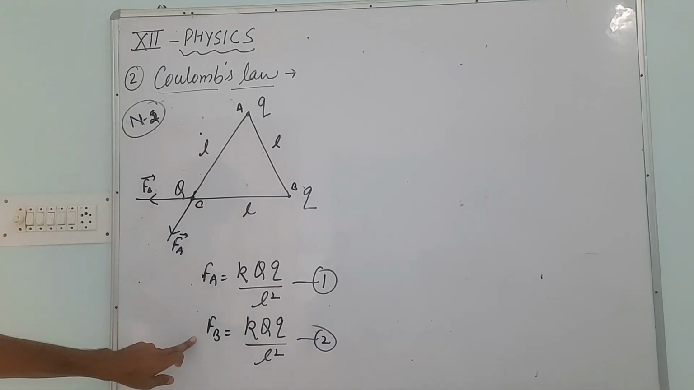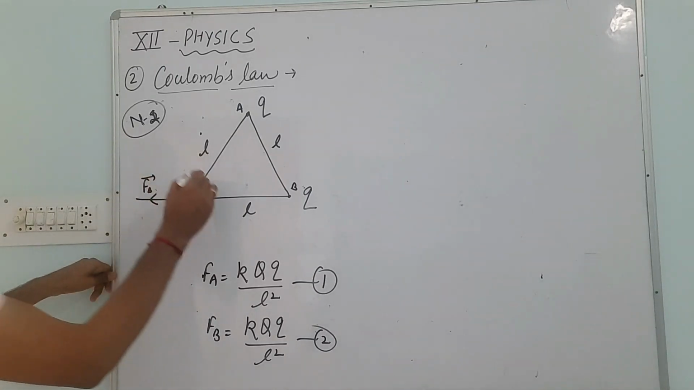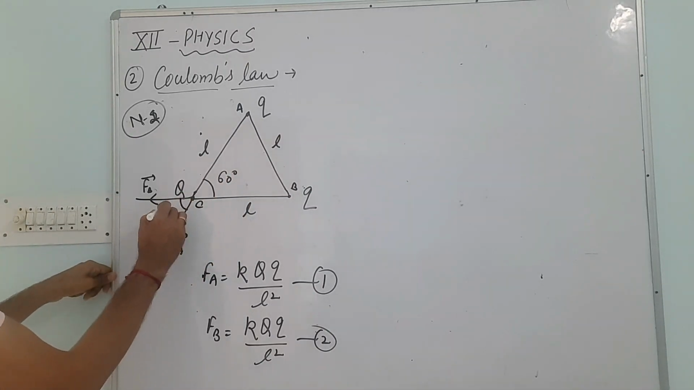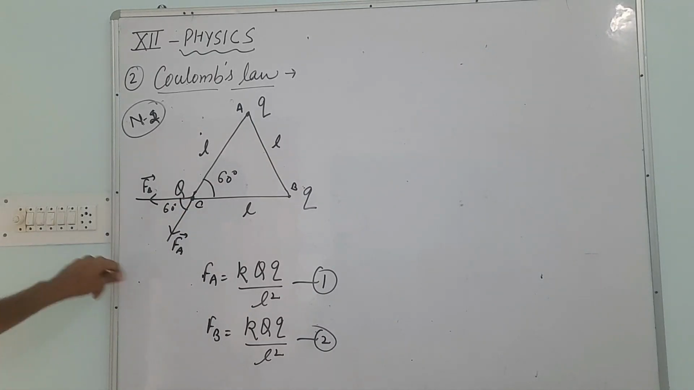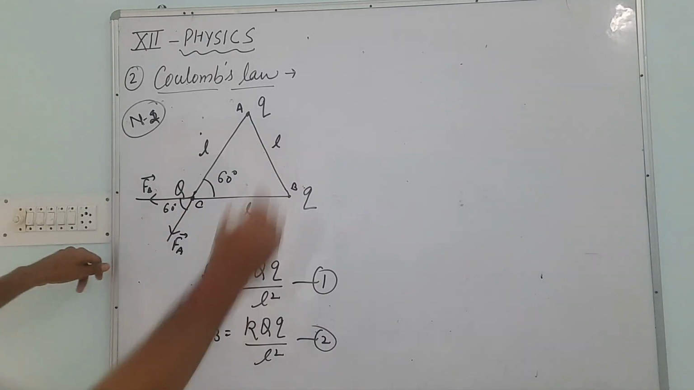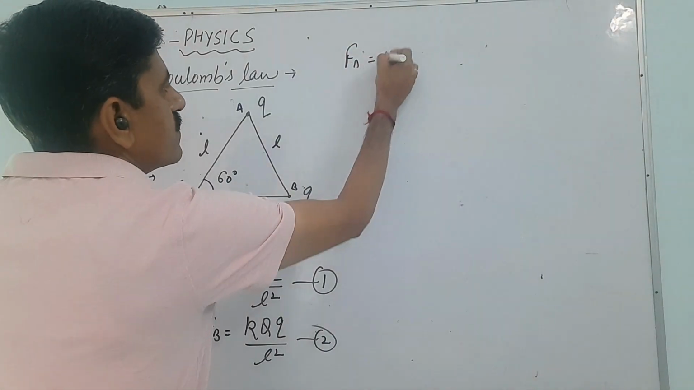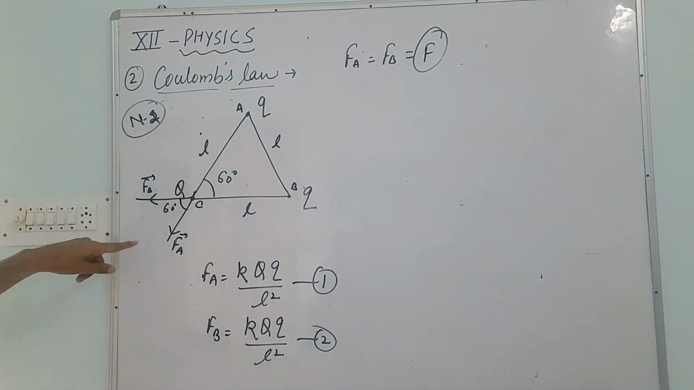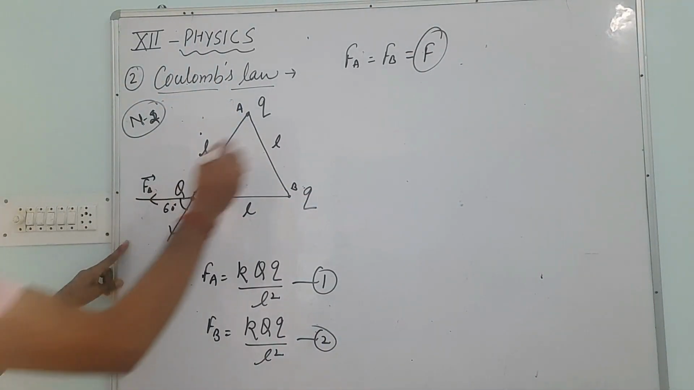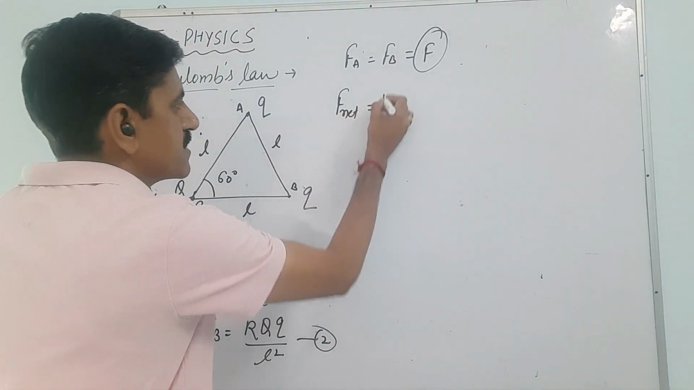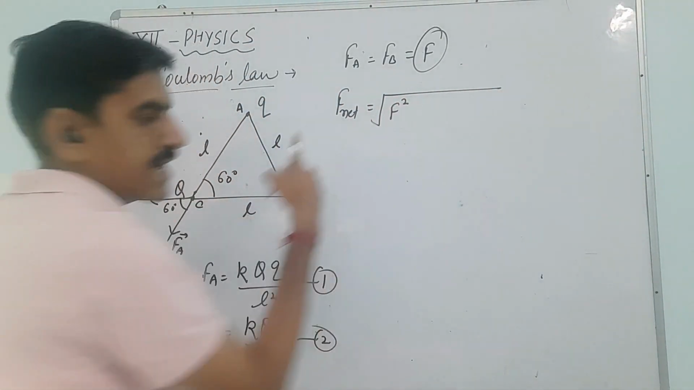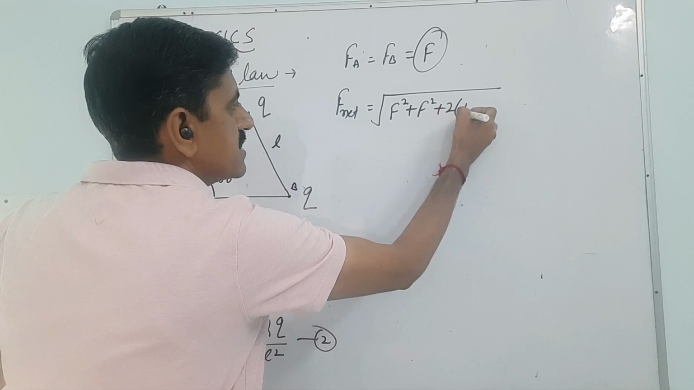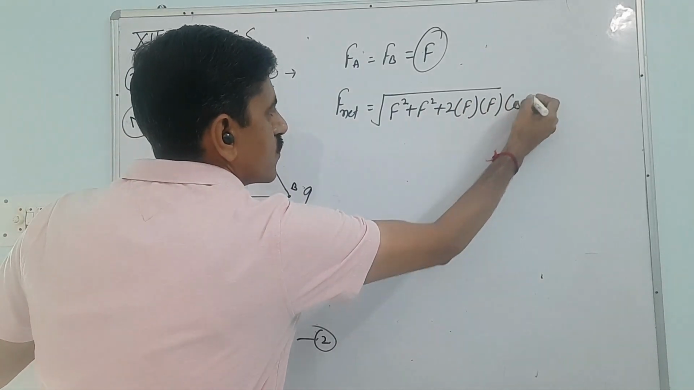So FA, FB, both are equal. Now look at the angle. If it is an equilateral triangle, this angle is 60. This is again by the property of vertically opposite angles. Now the two forces are equal in amount, FA equal to FB. Let me call it F, as both are equal. So both forces act at 60 degrees. Then the net force would be under the root F square, by triangular law of vector addition, plus F square plus twice into F into cos 60.